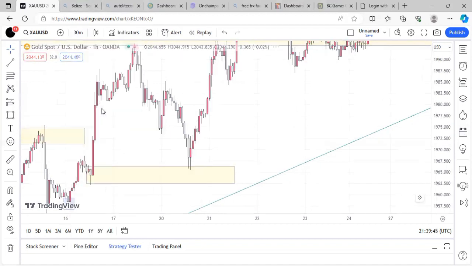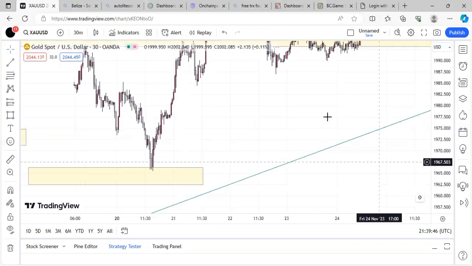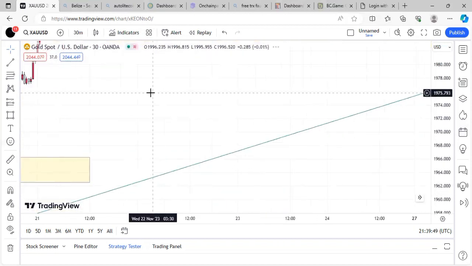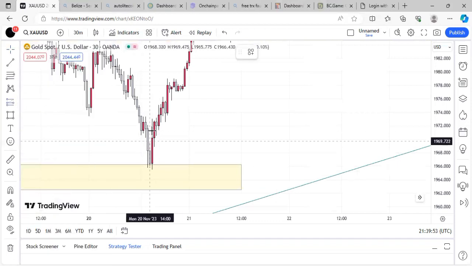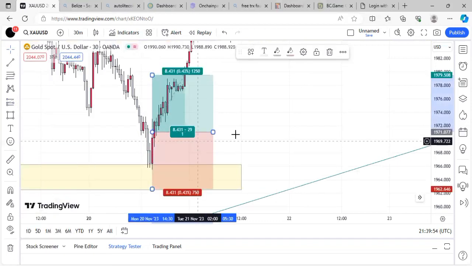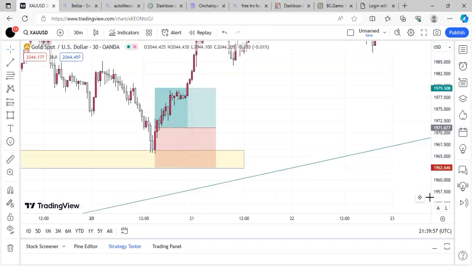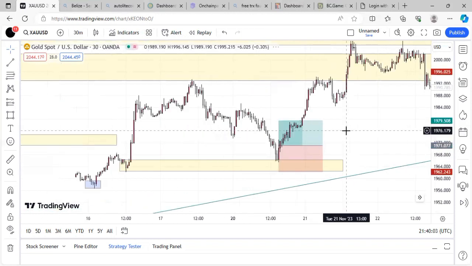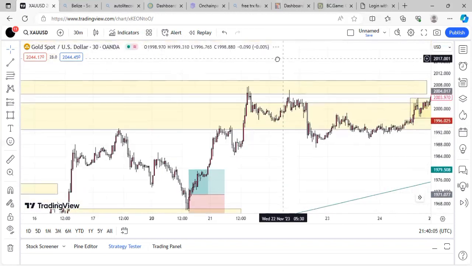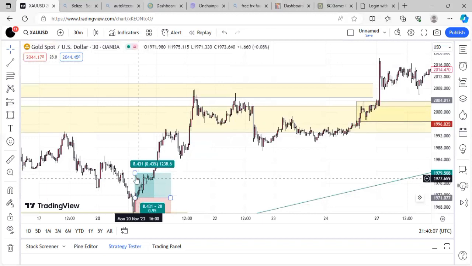My entry was around here. My stop loss was below here, and I came out of this trade. This was where I came out of this trade. This is a swing trade.